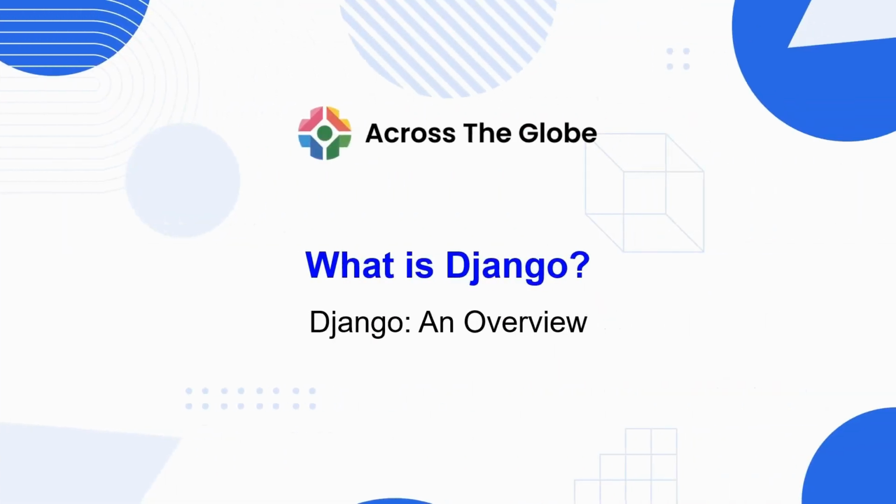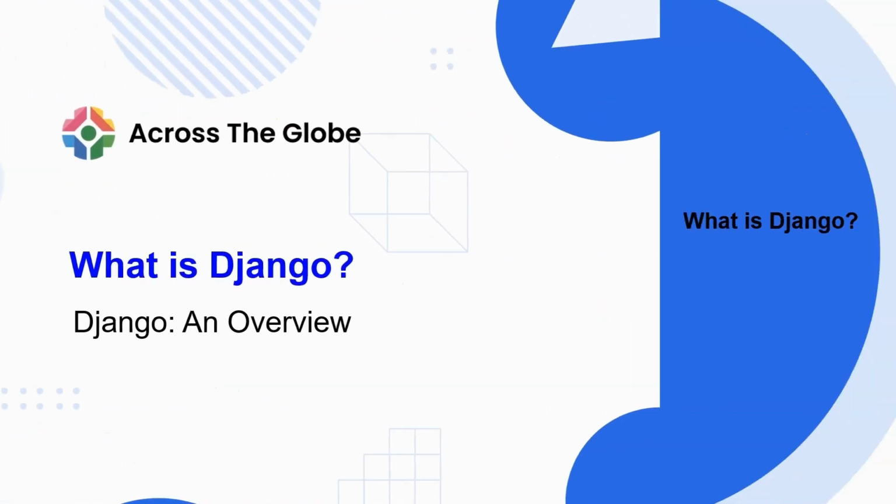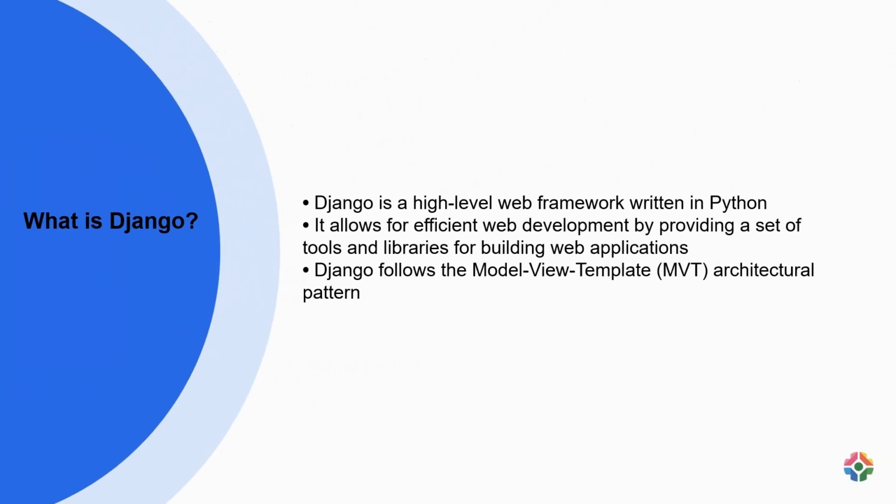Today we will learn about what is Django. Django is a powerful web framework created in Python, facilitating efficient web development through its assortment of tools and libraries. It adheres to the Model View Template (MVT) architectural pattern. By defining models to handle data, views to manage user interaction, and templates for the visual presentation, Django streamlines the creation of dynamic web applications.